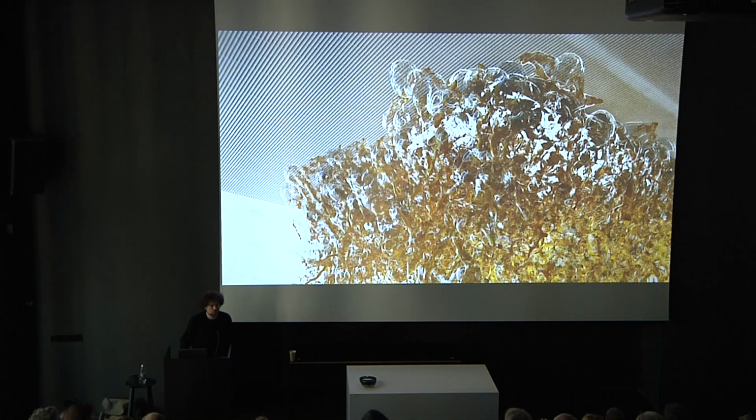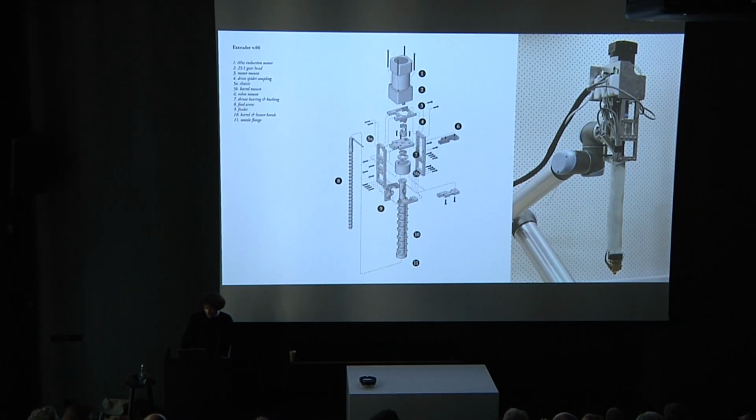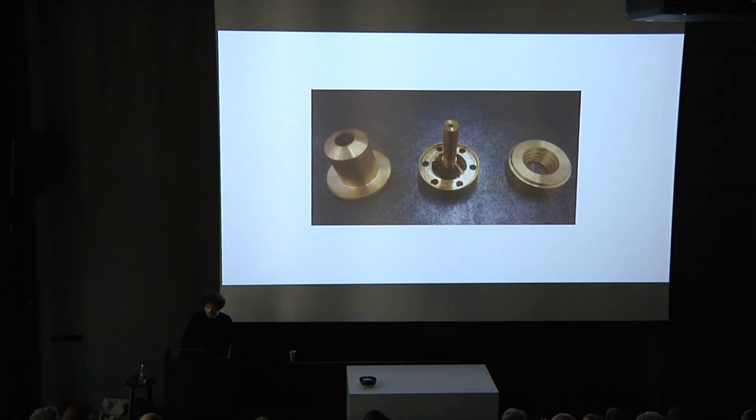But I asked them, if they thought it was unbuildable, to at least give me some research funding to begin to prove that some of it could be built, and they agreed to that, which I think was a pretty good consolation prize. And so we started making machines, and specifically making dies for plastic extruders.